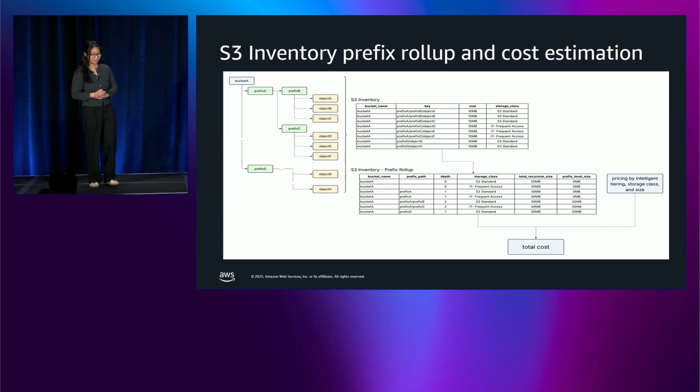On this slide, I provide an example of how we created that prefix rollup from the inventory report. Like in Storage Lens, each row represents the storage class and total size. We have the total recursive cost, which is the cost of that prefix and everything underneath it. So at prefix depth 0, this is the size of the total bucket. And we also have exclusive cost, which represents only the objects in that level, non-recursively. With this prefix rollup, we can then apply pricing at intelligent tiering, storage class, and size to get the total cost of the bucket with each prefix up to an unlimited depth.